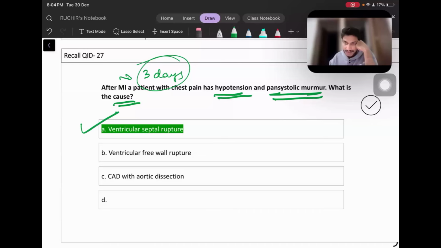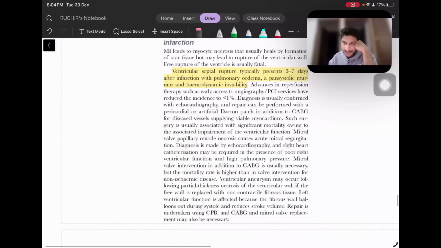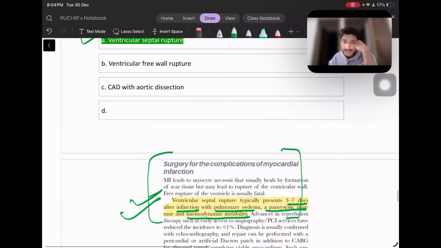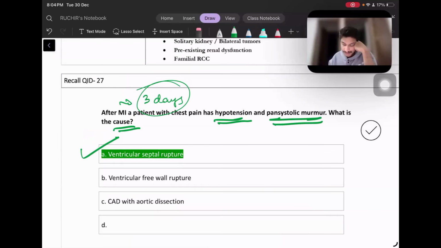It is ventricular septal rupture. Again, it was taken directly from Bailey. Ventricular septal rupture typically presents 3 to 7 days after infarction with pulmonary edema, pansystolic murmur, and hemodynamic instability. So they have taken from this paragraph of Bailey. So again, Bailey is also very important. Here the answer is ventricular septal rupture.